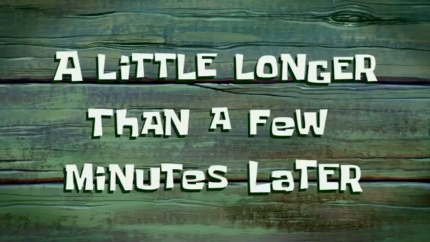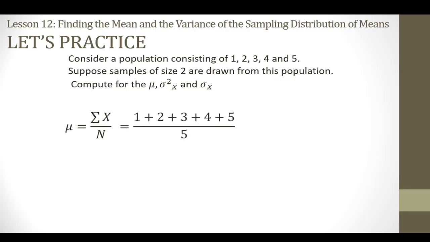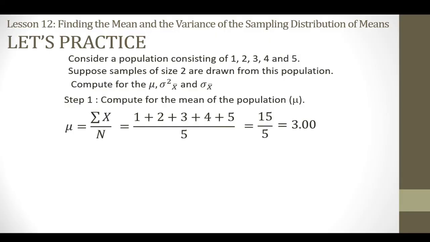Okay, sige. Ngayon, check na natin kung tama yung sagot natin. So, anong unang step? For the first step, we need to get the mean of the population. So, we just add the population and divide it with the number of elements. That is 1 plus 2 plus 3 plus 4 plus 5 divided by 5. So, by doing so, we get 3. Okay, good. That is our mean.